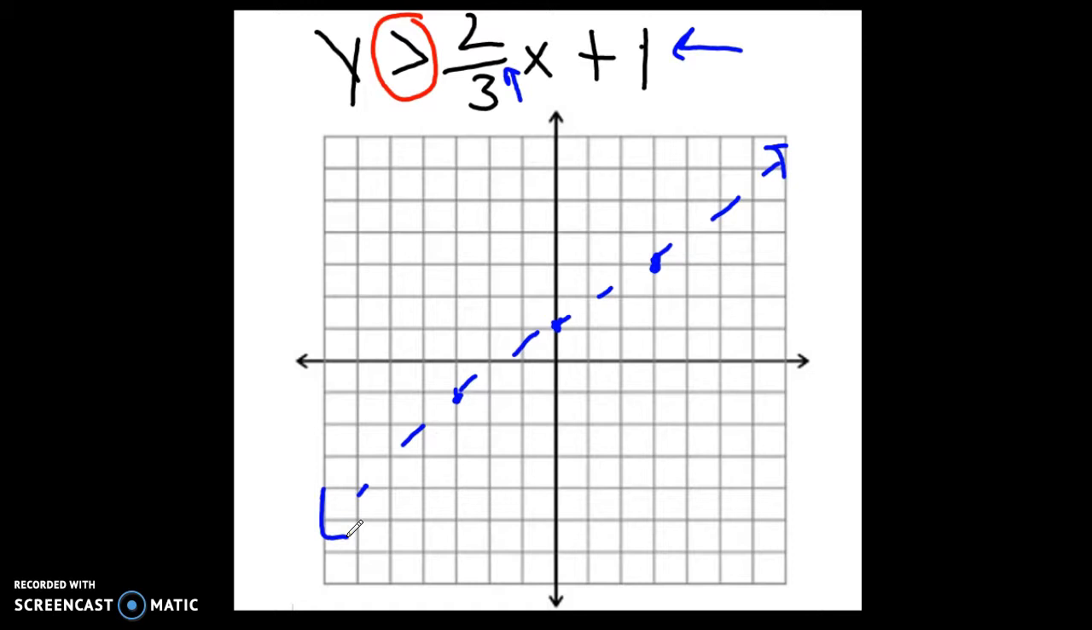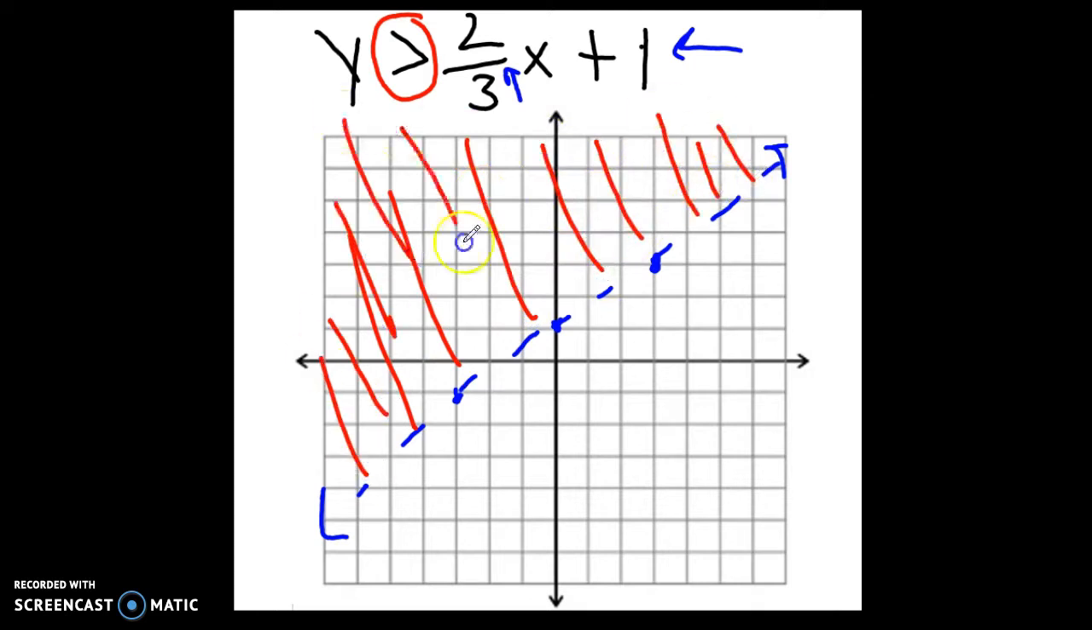So I've now drawn the dots of my line, and because it's greater than, the line would be shaded above. So that is what my line would look like. It's greater than, so I shade above. I start with my y-intercept, I go with my slope up 2 and over 3. Let's do one more example.